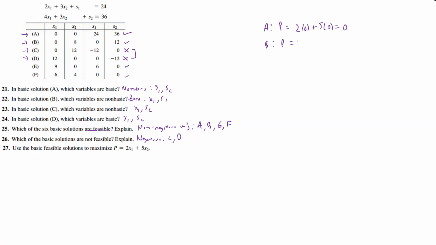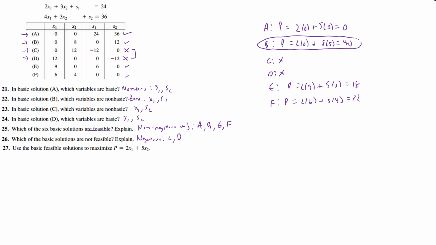Here we'll have P is equal to 2 times 0 plus 8 times 5. Well, I put those backwards, but that's okay. So that's 40. That's pretty big. C doesn't work. D doesn't work. E, now we'll have P is equal to 2 times 9 plus 5 times 0, so that's just 18. And then F, it looks like we have P is equal to 2 times 6 plus 5 times 4, so that's 12 and 20, so what's that, 32? And so if we want to maximize this, then we want the biggest one, so it looks like the biggest one is going to be that.